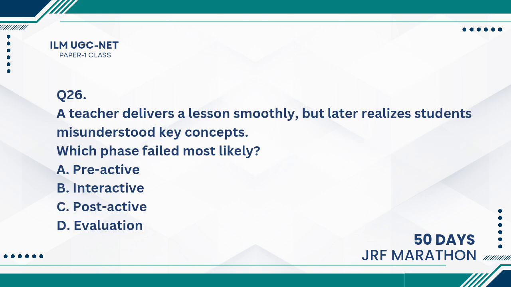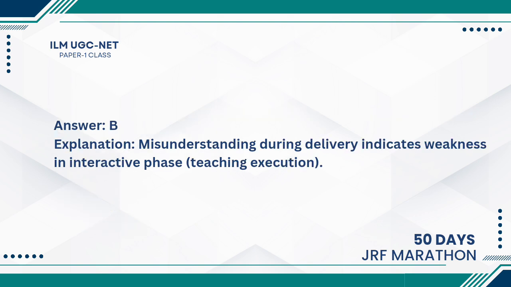Next is question number 26. A teacher delivers a lesson smoothly but later realizes students misunderstood a key concept. Which phase failed most likely? Reactive phase, interactive phase, post-active phase, evaluation. Misunderstanding during delivery indicates weakness in the interactive phase. The interactive phase is where real-time teaching or teaching execution is happening in the class. So, that will be option B, interactive phase.